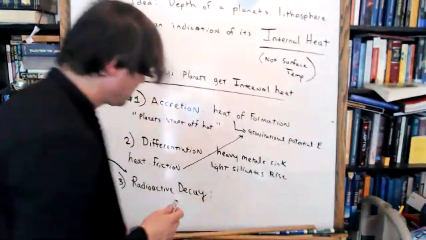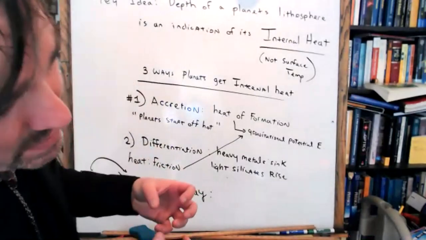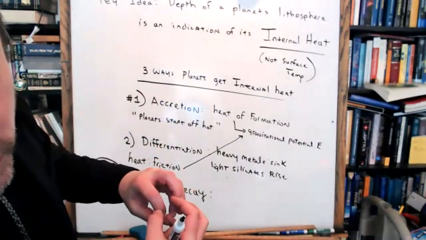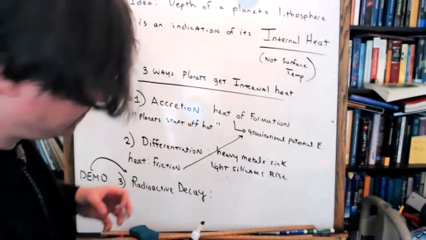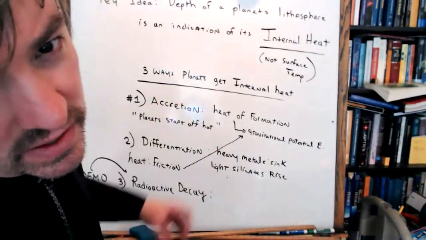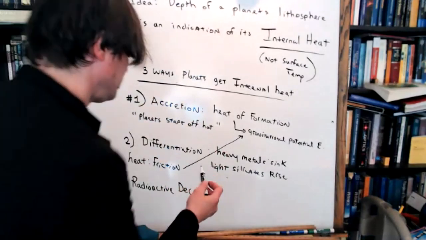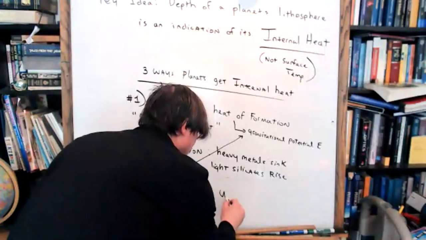So radioactive decay is where you get, basically, this comes from the strong force of nature, the weak force of nature, where you break apart nuclei and you generate a tiny bit of heat in the form of gamma rays and other products like that. Unstable isotopes, that's what we'll write there.